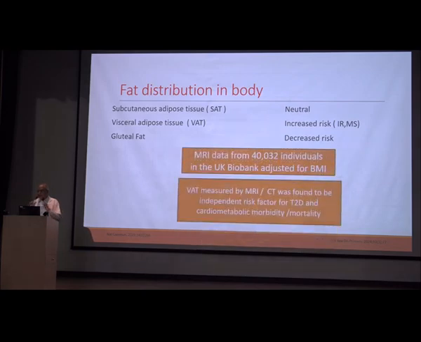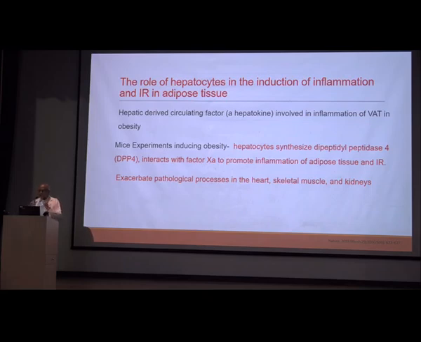And this UK Biobank study of around 40,000 individuals adjusted for BMI very clearly showed that when you measure this fat by CT or MRI, you find this to be an independent risk factor for diabetes and other cardiometabolic morbidity. So what is the role of hepatocytes in induction of inflammation and insulin resistance? Primarily hepatokine is involved in this inflammation. In another experiment in mice, when they induced obesity, they found that hepatocytes synthesize DPP4, which interacts with factor 10A to promote further inflammation of adipose tissue and insulin resistance. And that exacerbates the process in heart, skeletal muscles, kidney, pancreas, and everywhere.